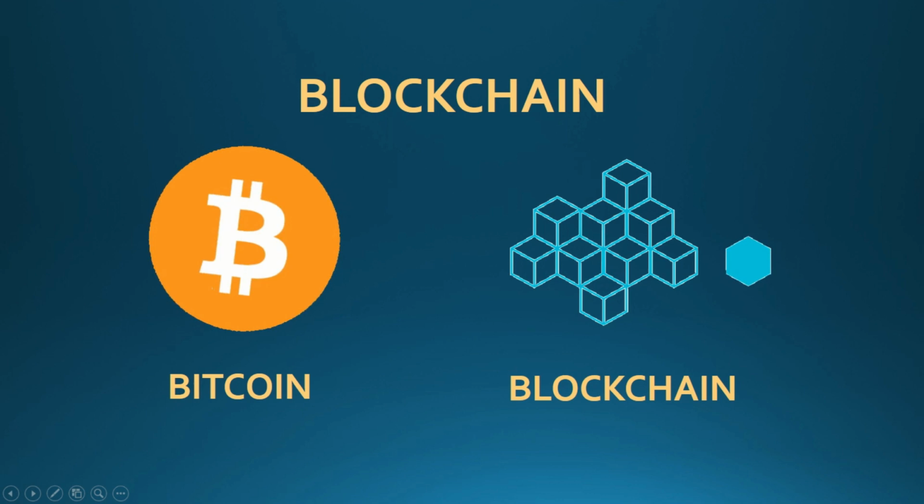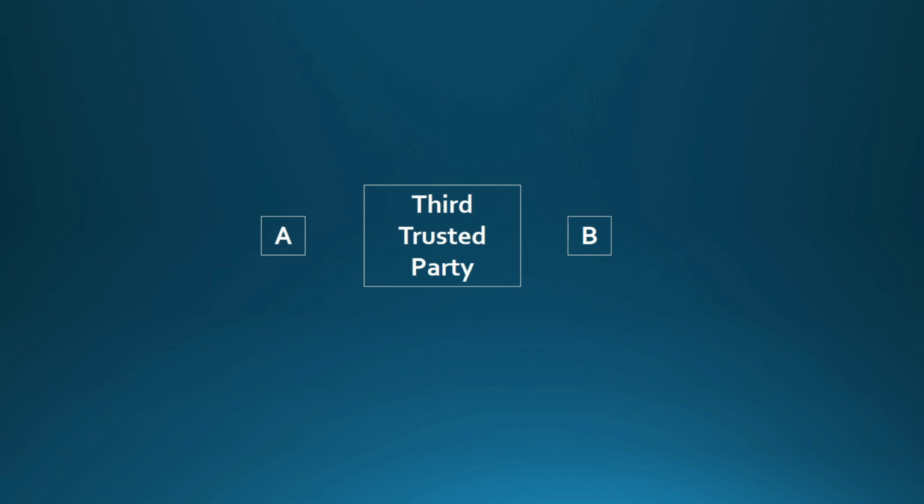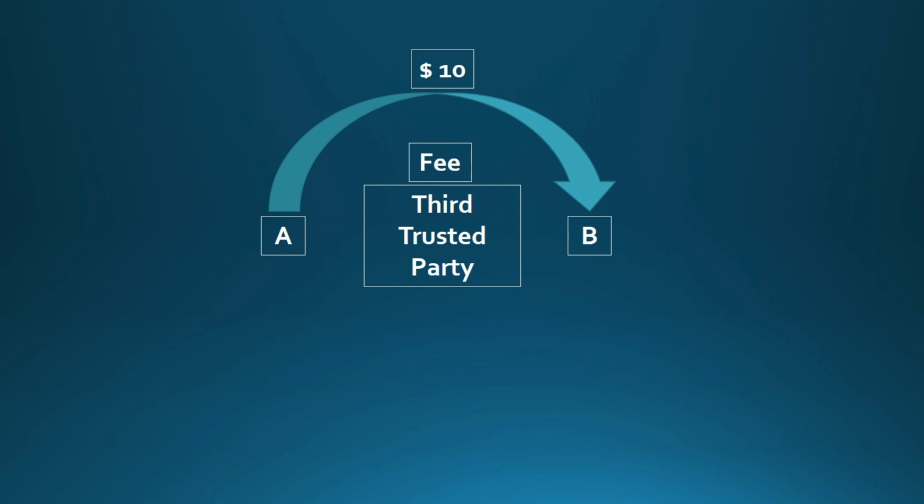Now we will understand blockchain in layman terminology. For example, if person A wants to transfer his money to person B, for example $10, suppose from America to Dubai, this will typically be done by a third trusted party. This trusted party will transfer your money to person B, but will charge you some fee for this transaction. Now here comes blockchain, which transfers your money without the need of a third trusted party. Second, it will not take too much time to transfer. And third, it will not charge you any fee for this transaction.